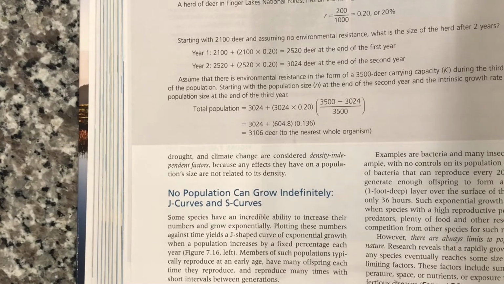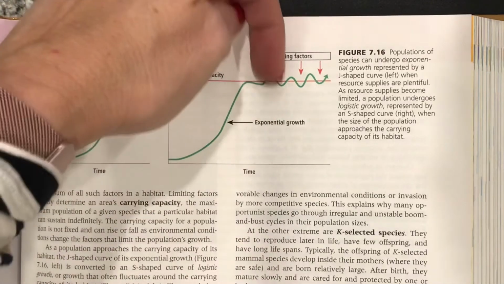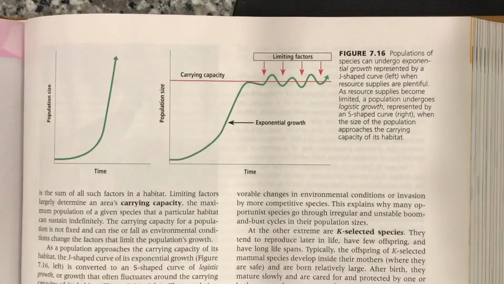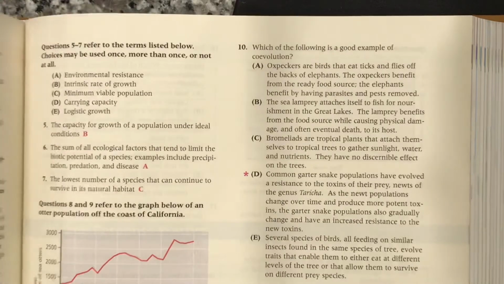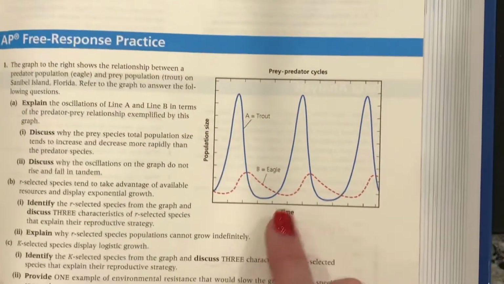Tie limiting factors into the information learned in topic 3.4. That's going to go into carrying capacity. Remember, the more organisms you have per unit area, which is what the carrying capacity graph tells you, the more of those density-dependent factors are going to kick in. Those are those limiting factors right here. These are all density-dependent. So there is the tie-in. Look at the graph on page 201.